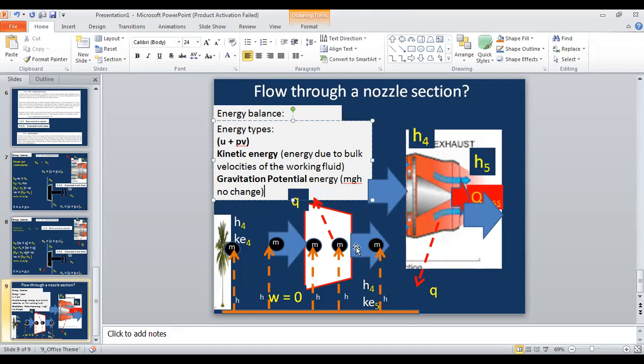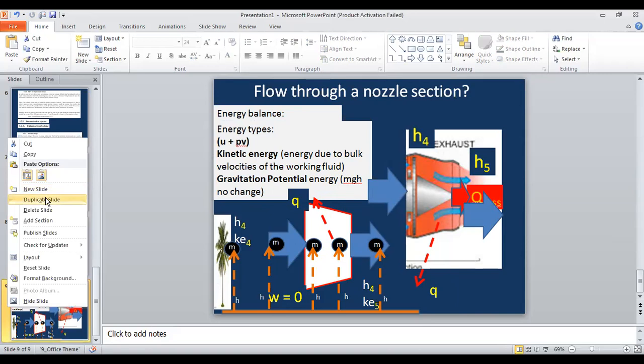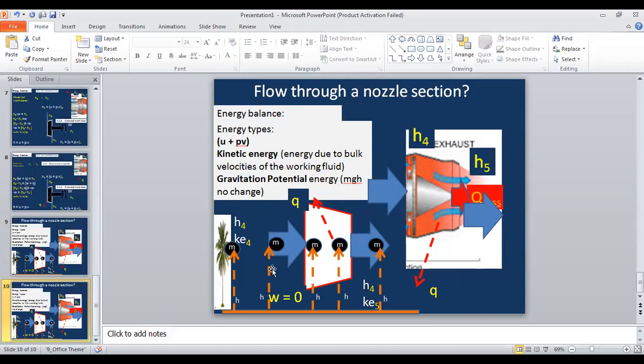So initial, let's say, go to another slide. So here I change this H to Z just because of one reason. H we are using for enthalpy. Okay. So now H height is no more used. Z instead of H, mgz. Okay, mgz.